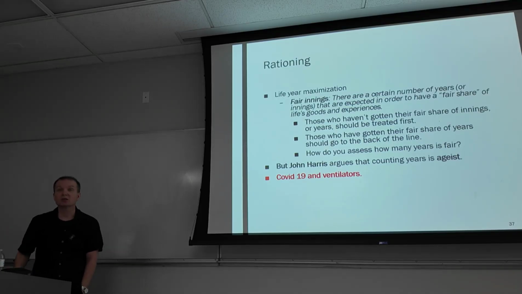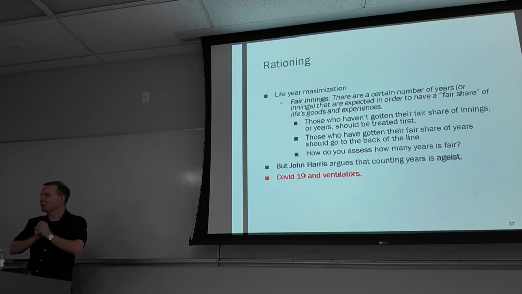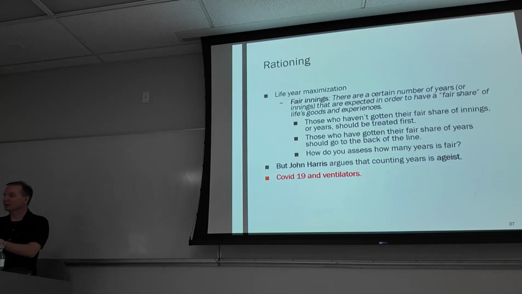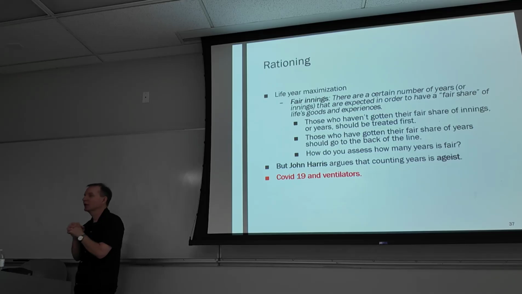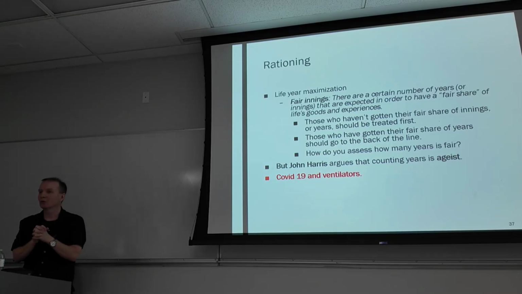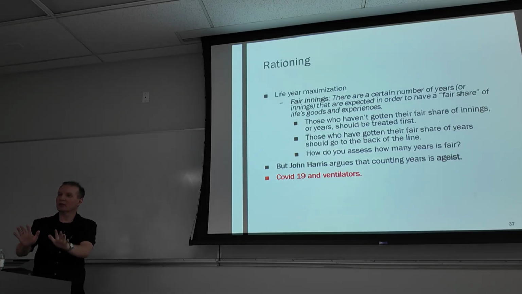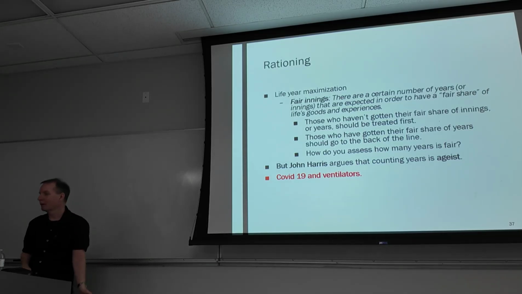Some suggest so-called fair innings. What is fair innings? Life year maximization. There are a certain number of years that are expected in order to have a fair share of life's goods and experiences, right? So for example, you can say everybody should have at least 60 years of good life. And once you are done with it, you have less of a claim for medical and other benefits because you had your fair share. And if somebody is younger than that, then they deserve it more than you.